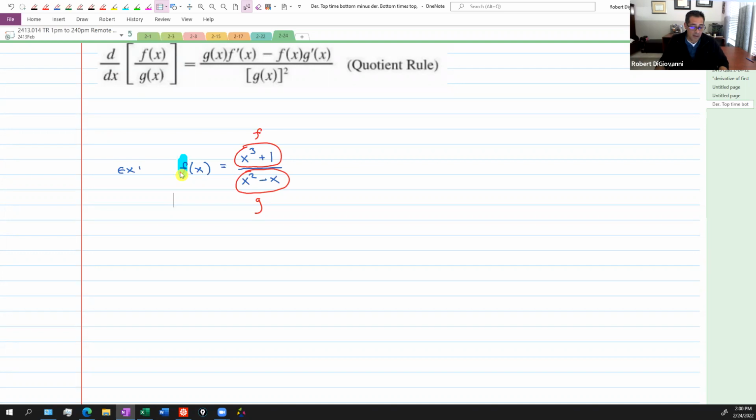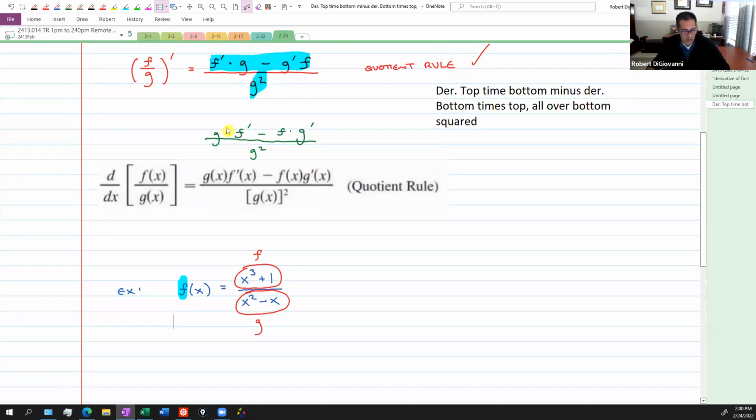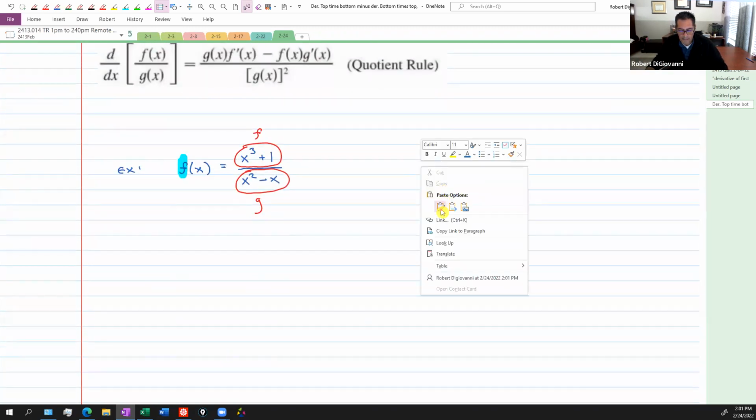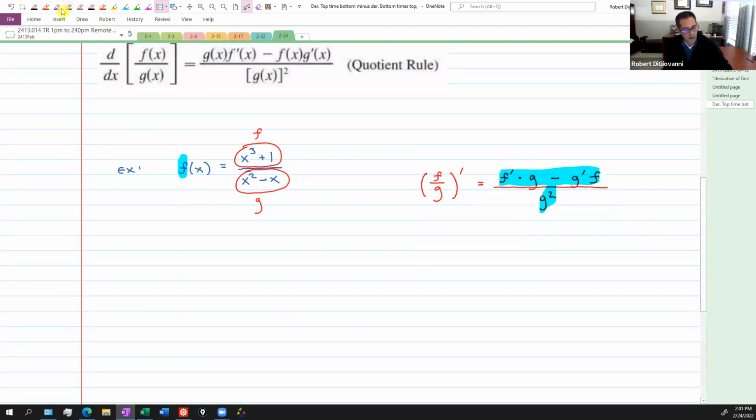Okay, so you ready? Let's do it. I've got the quotient rule right here. Paste it up here. All right, here we go. So my derivative should be, I'm going to do it symbolically first. I need to take the derivative of the top first. So I've got to take that x cubed plus 1, and take its derivative. Then I'm going to multiply that times the bottom function, x squared minus x. I'm going to subtract, not add, because I'm doing quotient rule.